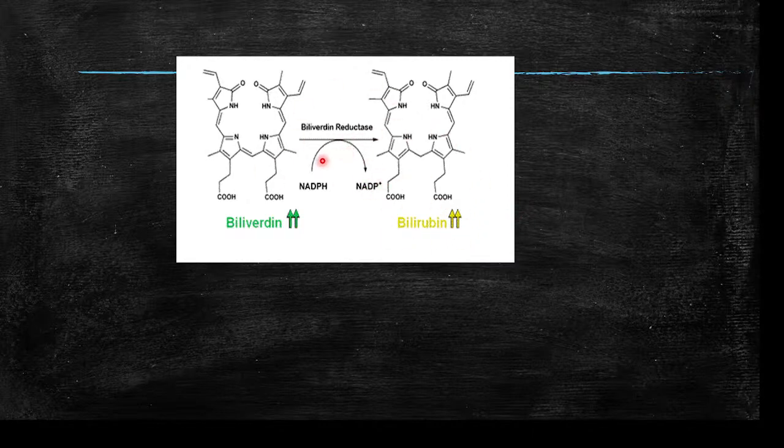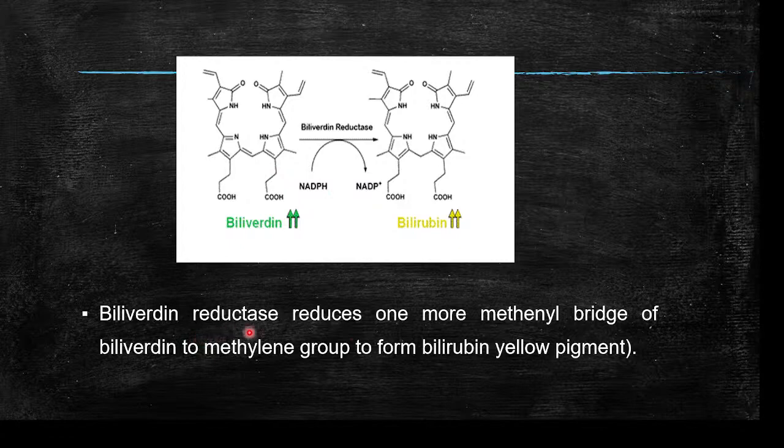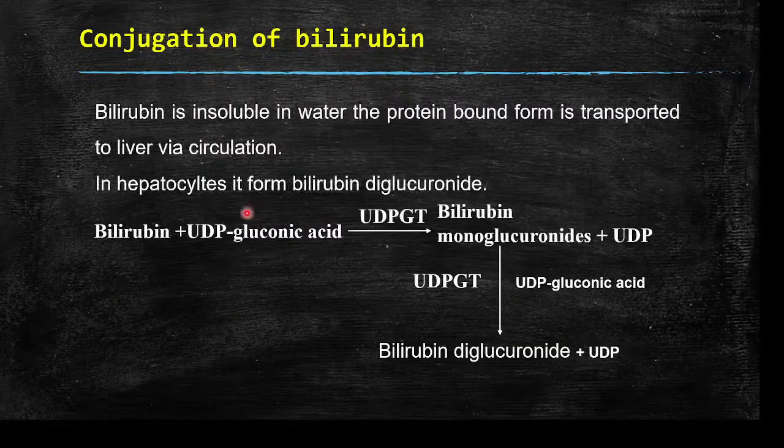So here hydrogen is added to this biliverdin. Biliverdin reductase reduces one or more methenyl bridges of biliverdin to methylene groups to form bilirubin, the yellow colored pigment.